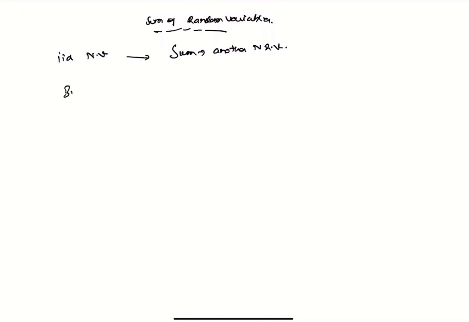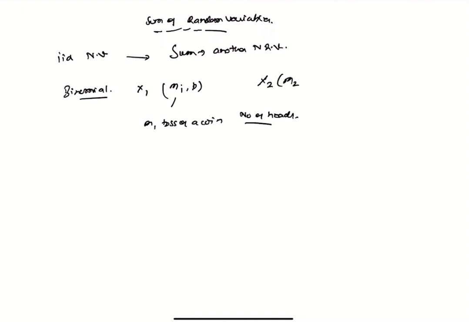binomial distribution. So binomial distribution is x1, which has parameters m1, p, which is m1 tosses of a coin, and we are counting the number of heads, and we have a bunch of these. So we have an x2 which has parameters m2, p, and xn which has parameters mn, p. So each of these are adding.